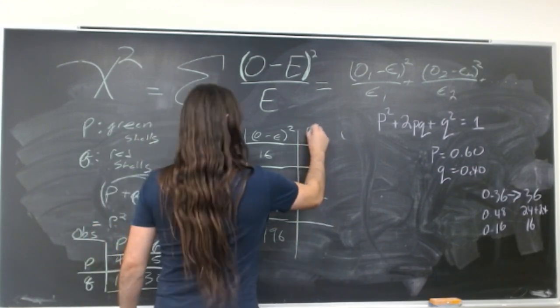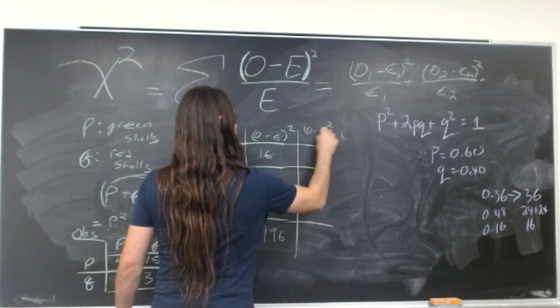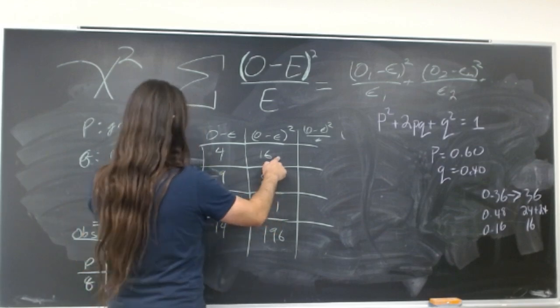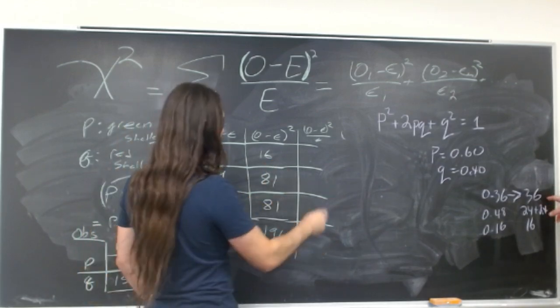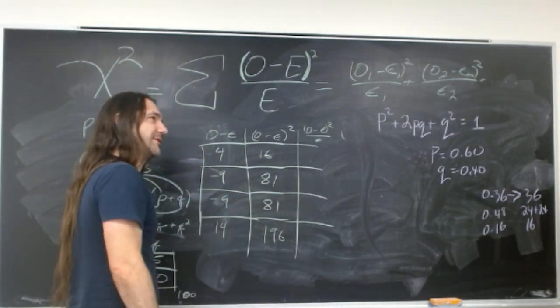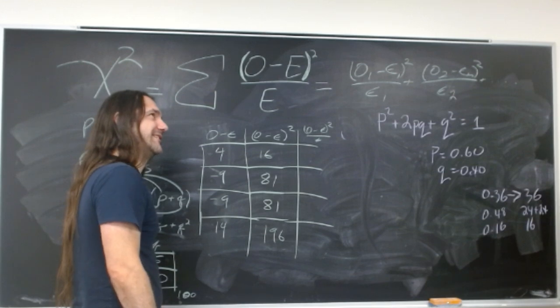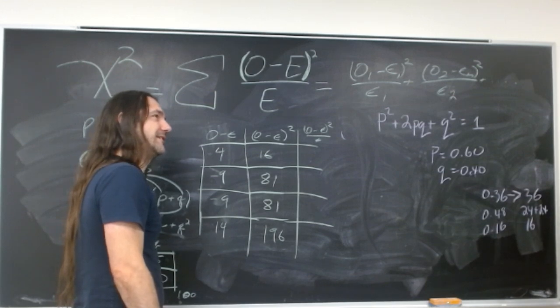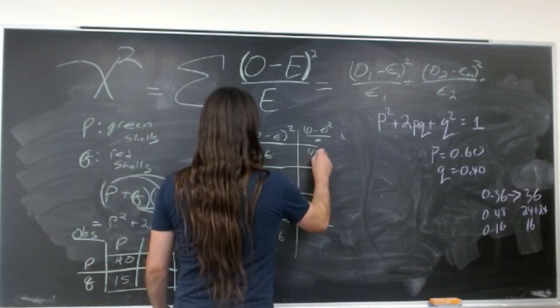And now this is O minus E squared over E. 16 over 36. Well, that's 8 over 18, which is 4 over 9, which is 0.44.